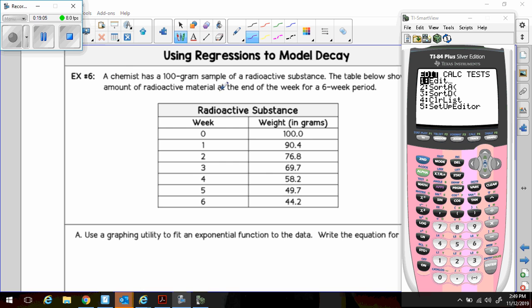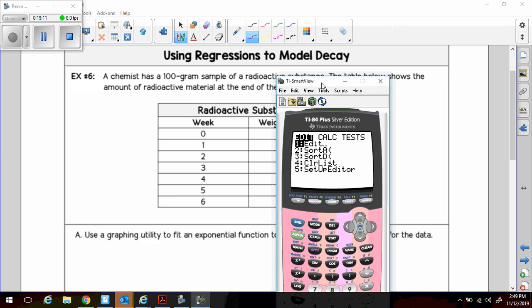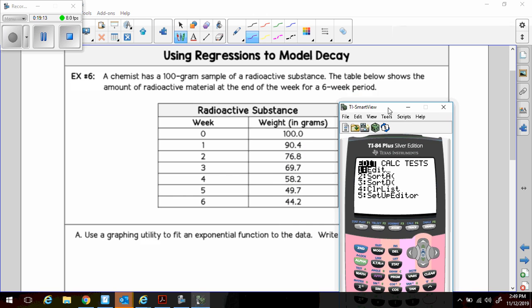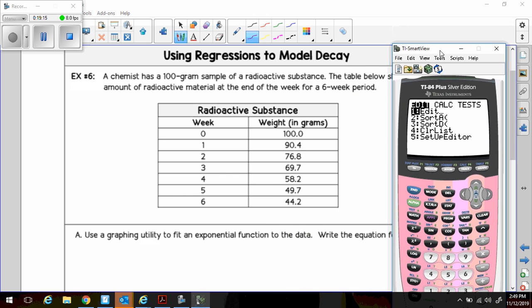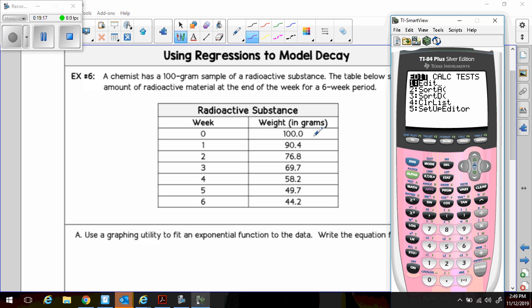Okay, so number 6 is that a chemist has a 100-gram sample of radioactive substance. The table below shows the amount of radioactive material at the end of the week for a 6-week period. And we want to use a graphing utility to fit an exponential function to the data. Okay, so I did this in my calculator. I don't know exactly if I put everything in right, so I want you guys to try it. This is what you're going to do.